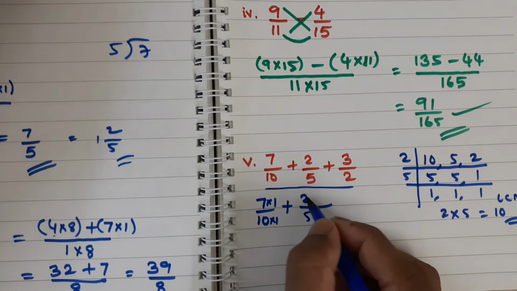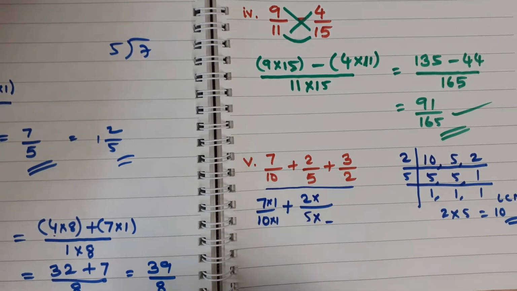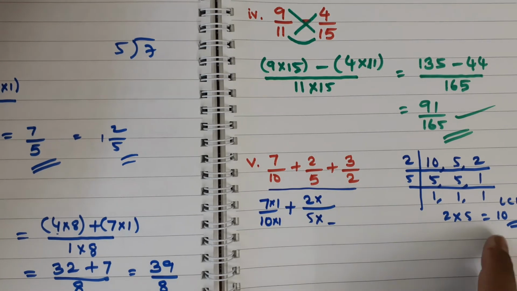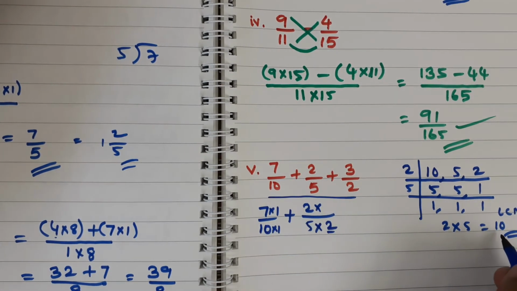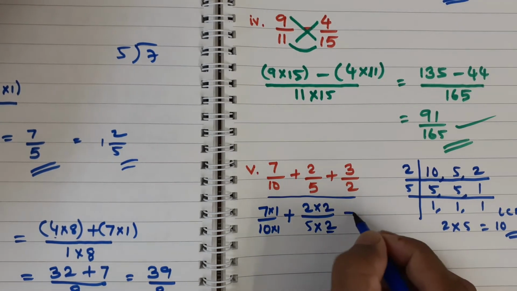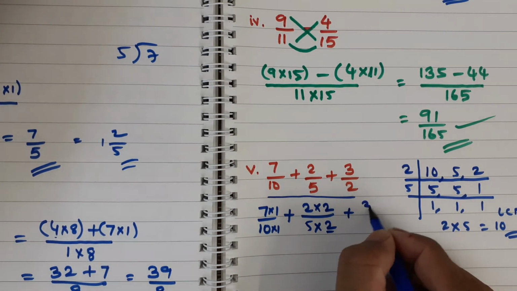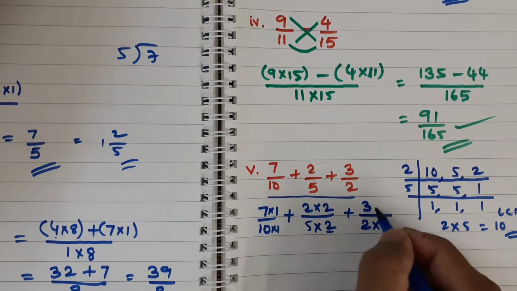Then here 2 upon 5. Then here we have to multiply. Now search for the number. What number we should multiply here to get the LCM 10? So if I multiply here 2, then I will get the LCM 10. So the same number multiplied to the numerator. Then again 3 upon 2. So multiply here.